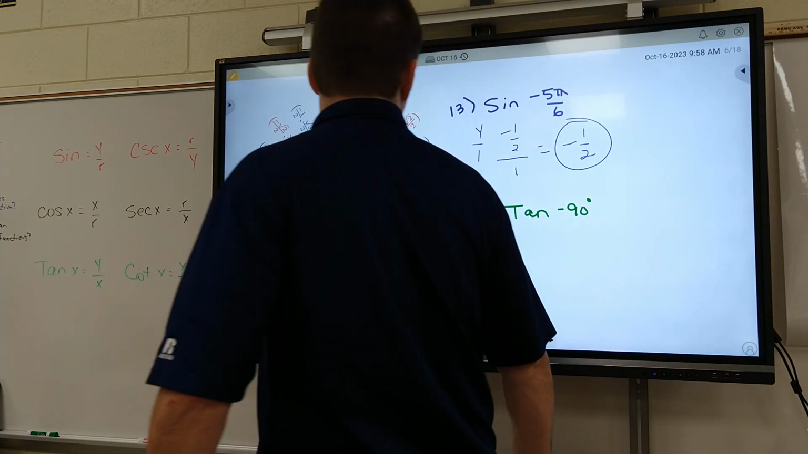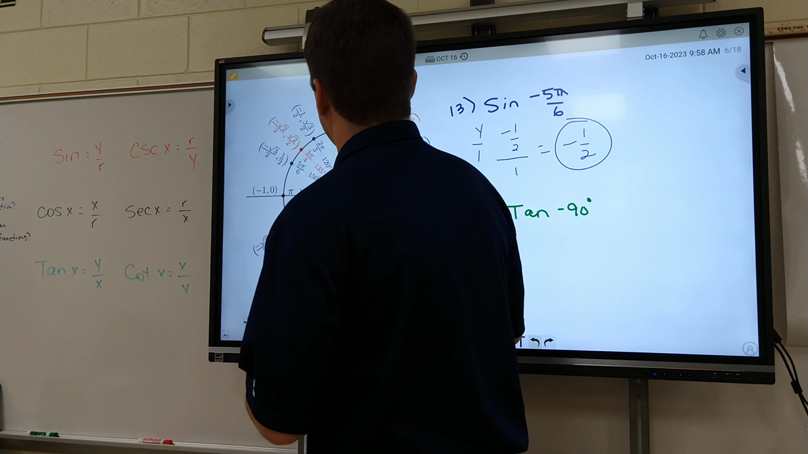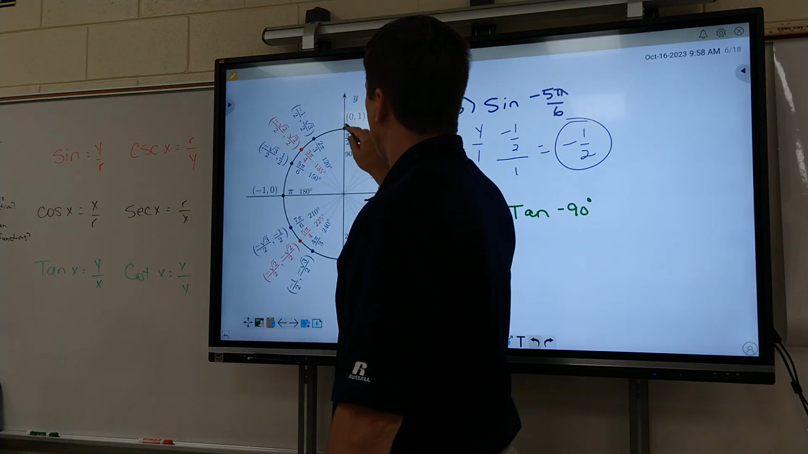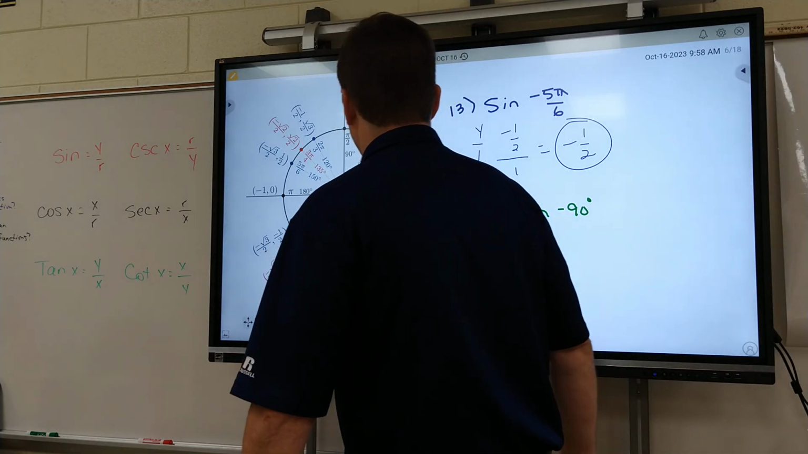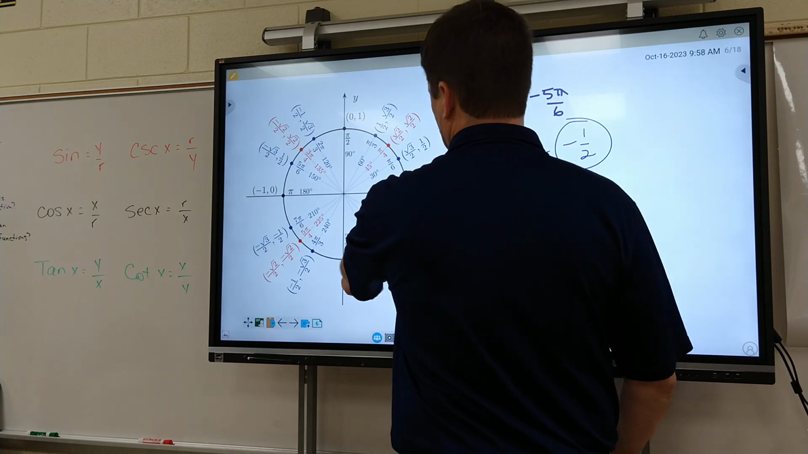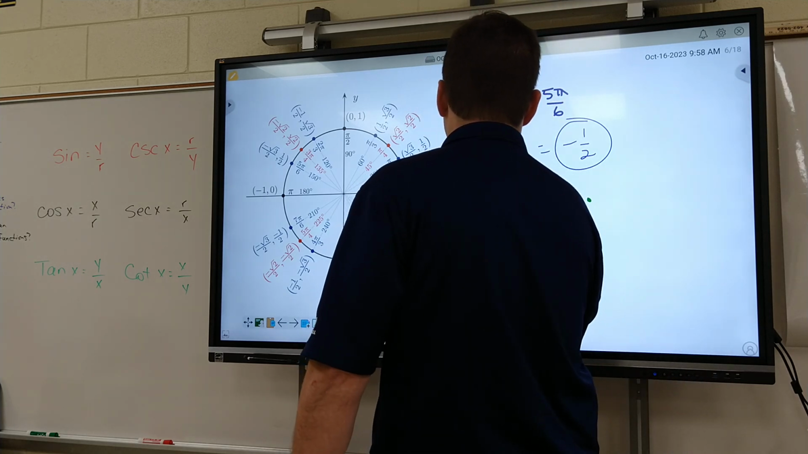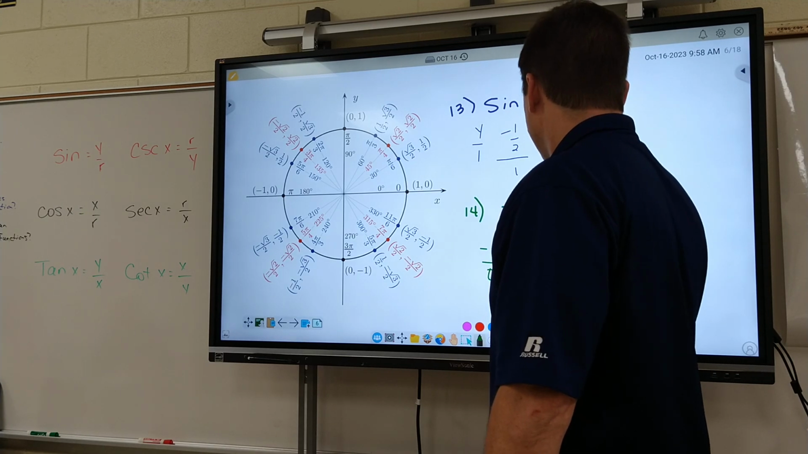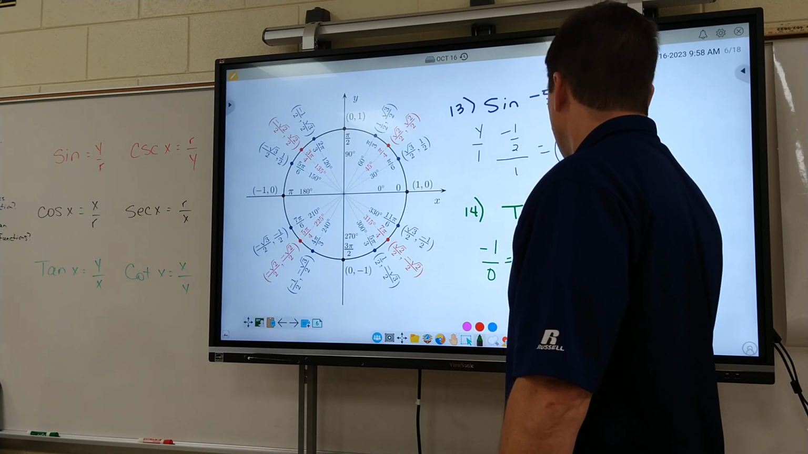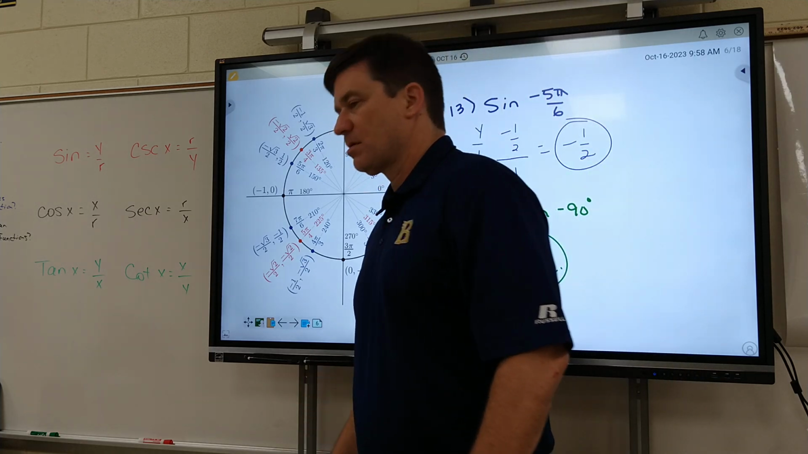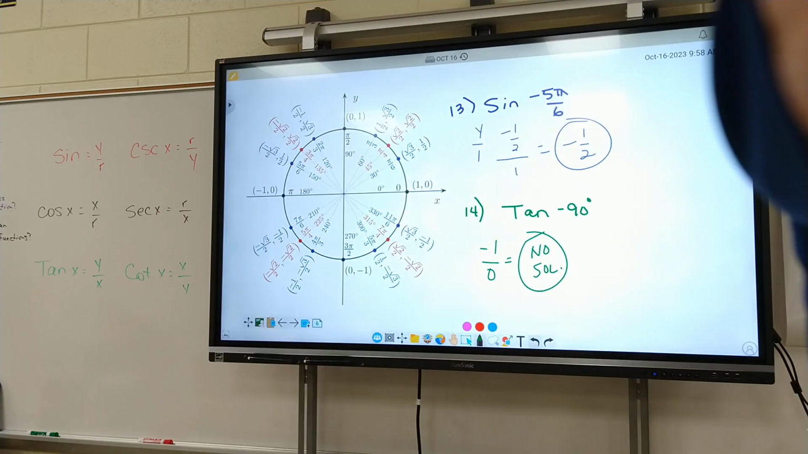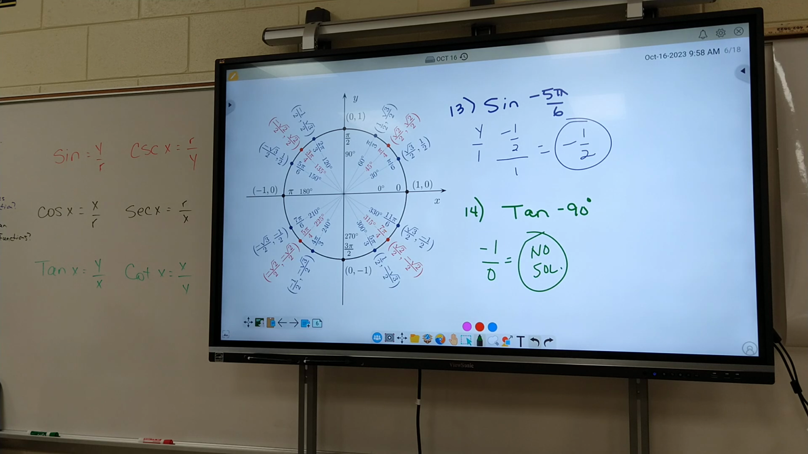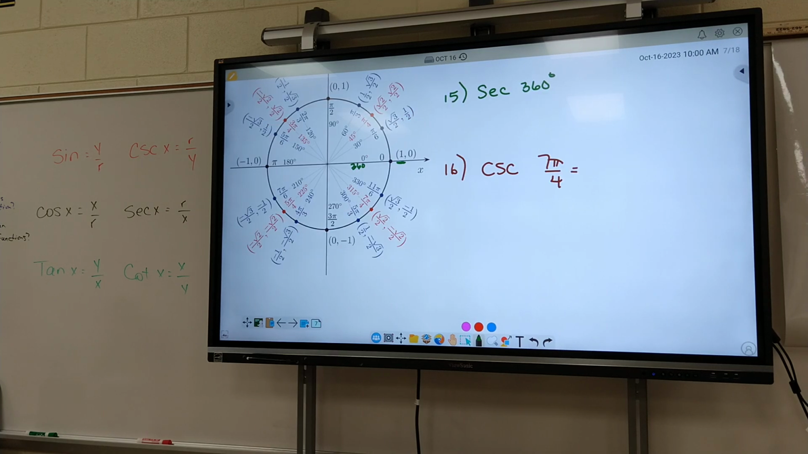All right, 14, tangent of negative 90. Well, here's positive 90, 4 dots forward, so we're going to negative 90. Right here, my formula is y over x. I got negative 1 over 0. What's your answer anytime 0 is on the bottom? No solution. Was it negative 5 over 5? Which one are you talking about? The bigger number minus the smaller number.